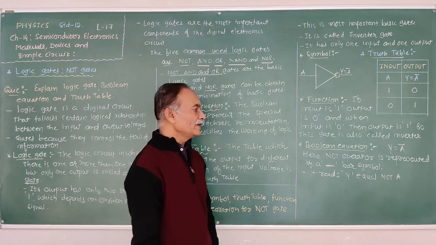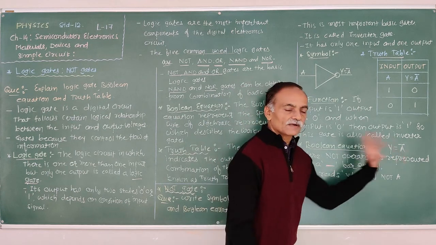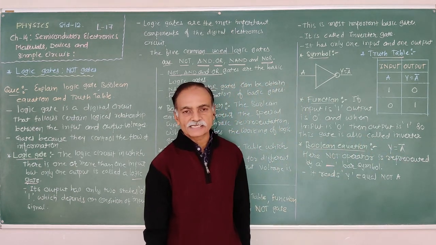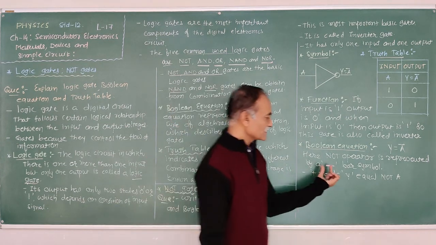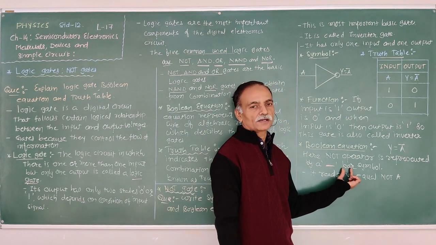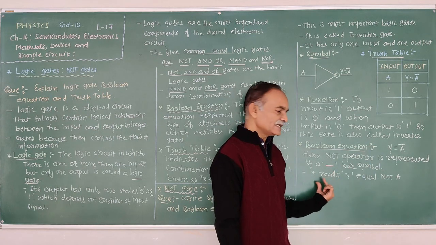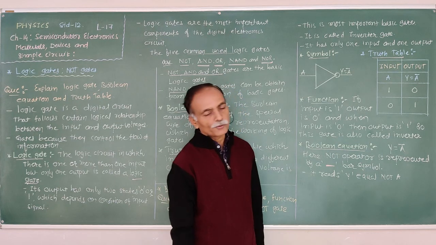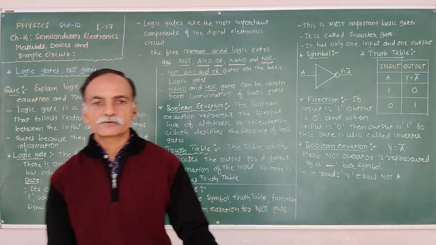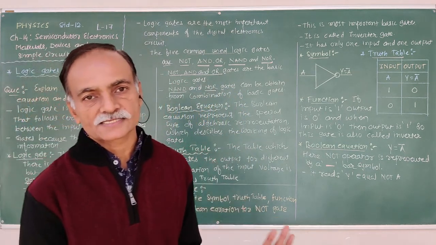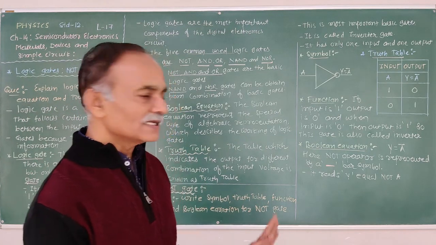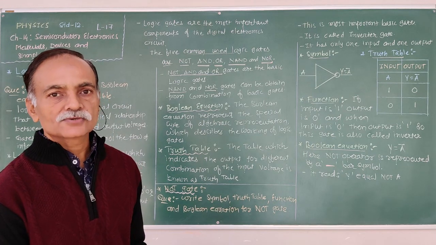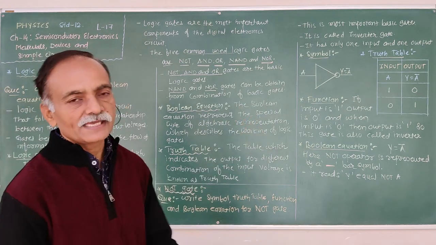Now the Boolean equation, Y is equal to A bar. Here the NOT operator is represented by this type of symbol, that is known as the bar symbol. And this equation is read as Y equal NOT A. This information you have to write down in the exam if it is asked. Clear? Very easy. We will also consider the AND and OR gates. After practice, that is very easy.